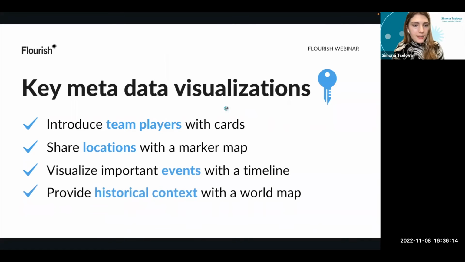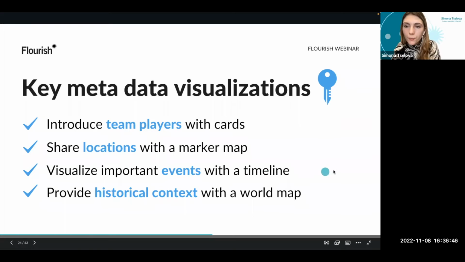To basically summarize our metadata part of our webinar, here are some ideas that you can use. For anything like teams, players and locations, the cards are always a good idea to provide any sort of content. For locations, you can use a marker map, which you can select from our starting points in the template chooser. You can visualize important events with the timeline, and you can provide some historical and overview context with a world map.